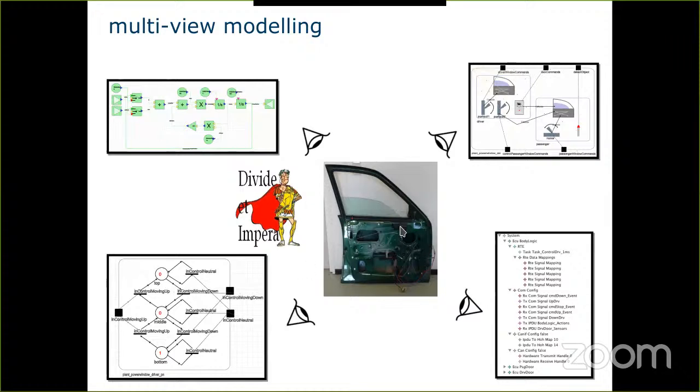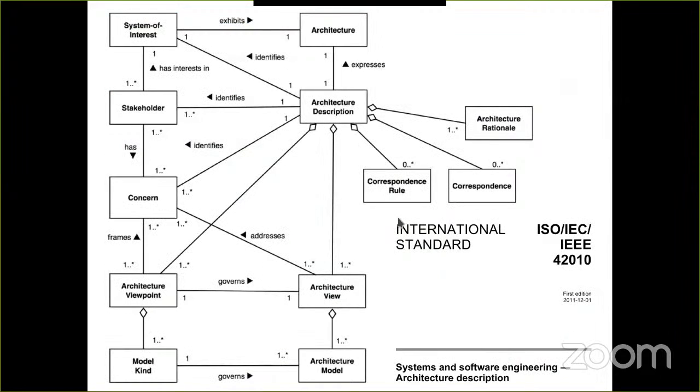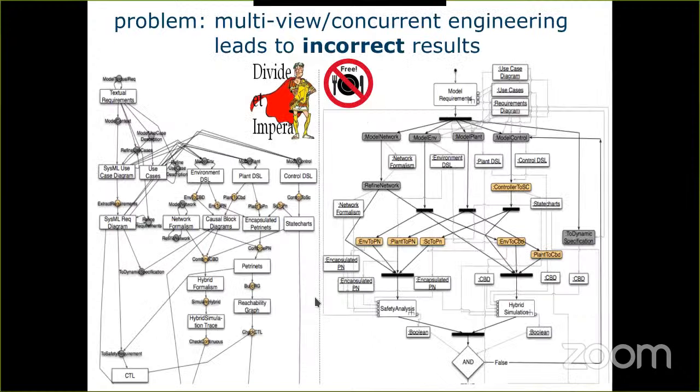So we have different views of our power window, and there is actually an international standard which tells us how we can decompose into multiple viewpoints, and a view then governs a particular architectural view. But there is a problem. Multiple views are wonderful to decompose the problem, but they lead to inconsistencies, because we may have different views on the same thing.